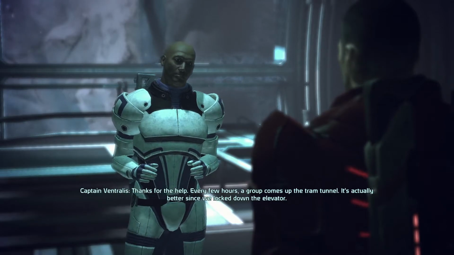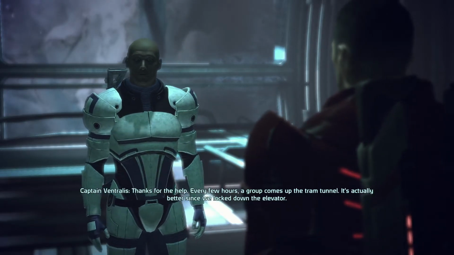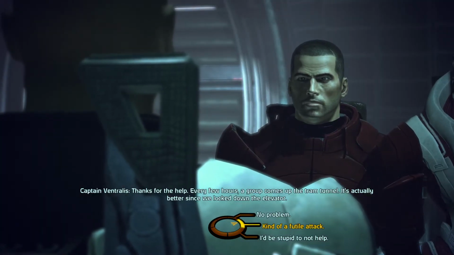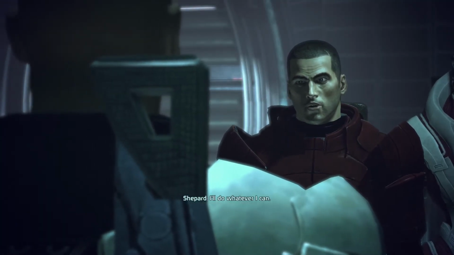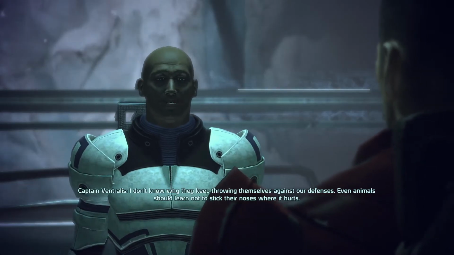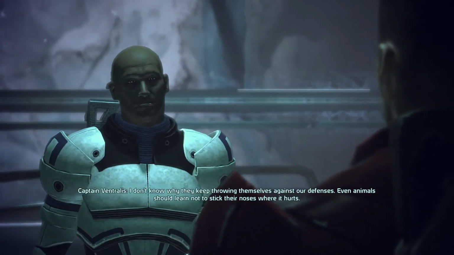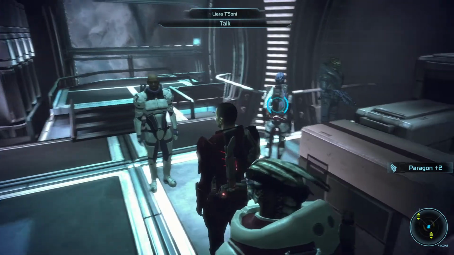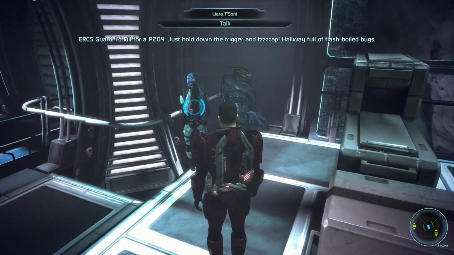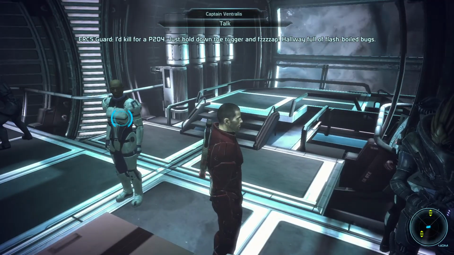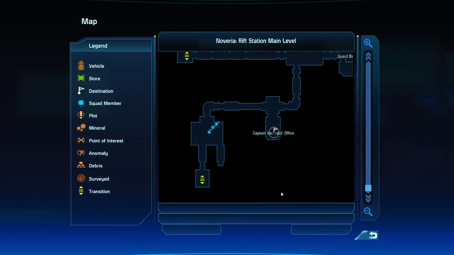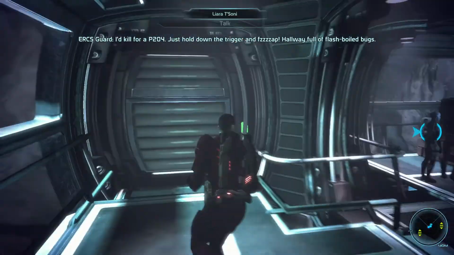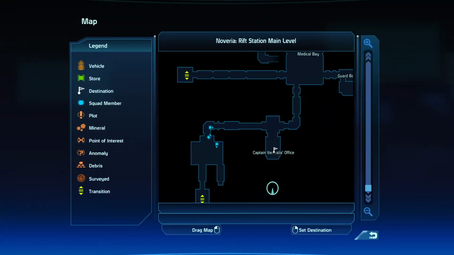Thanks for the help. Every few hours, a group comes up the tram tunnel. It's actually better since we locked down the elevator. I'll do whatever I can. I don't know why they keep throwing themselves against our defenses. Even animals should learn not to stick their noses where it hurts. I'd kill for a P-204. Just hold down the trigger and... Zap. Hallway full of flash oil. Bugs.